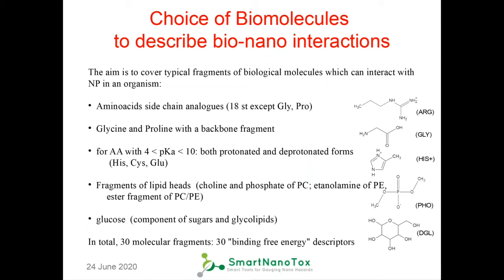As a set of biomolecules for which we compute adsorption free energy, we selected a set of about 30 components of biomolecules. These are amino acid side chain analogs for all naturally occurring amino acids. We took analogs to remove the backbone part, which is common to all and may give some redundancy of data. But we use glycine and proline with a backbone fragment to represent the backbone of proteins. Also, we compute binding energy for the protonated or deprotonated forms of some amino acids which can change protonation form in the range of pH close to physiological. And also we compute this for fragments of lipid heads and for glucose as a component of sugars.